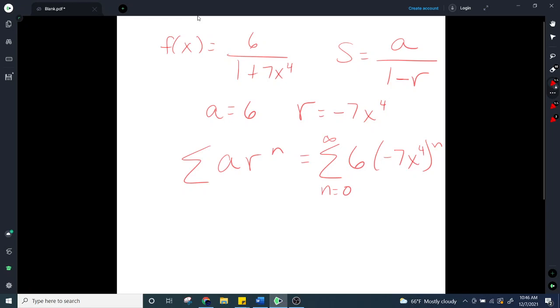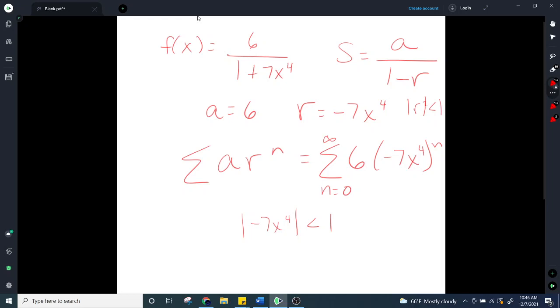It said in the directions to find the interval of convergence. For this one, it's just a little bit more algebra. But what you would do is remember, for this to converge, the absolute value of r has to be less than 1. So you take the absolute value of the negative 7x to the 4th, make that less than 1, and then you would solve that for x. I'm not going to worry about that right now. Like I said, for us, it'll just be x. It won't be anything more complicated than that.